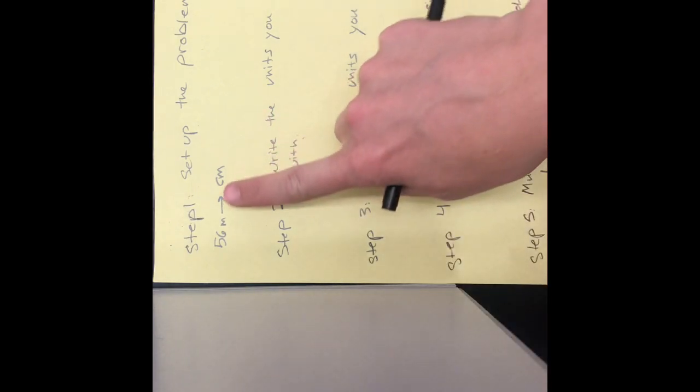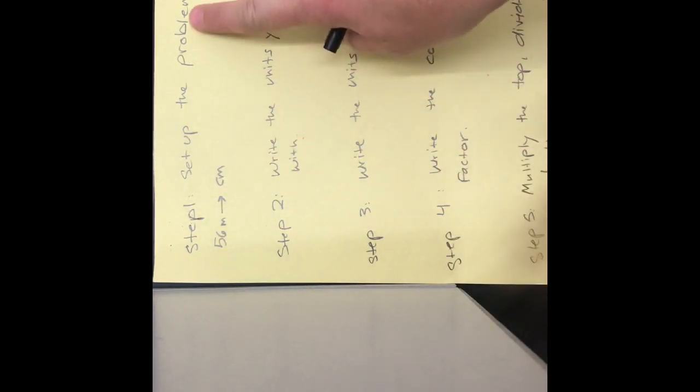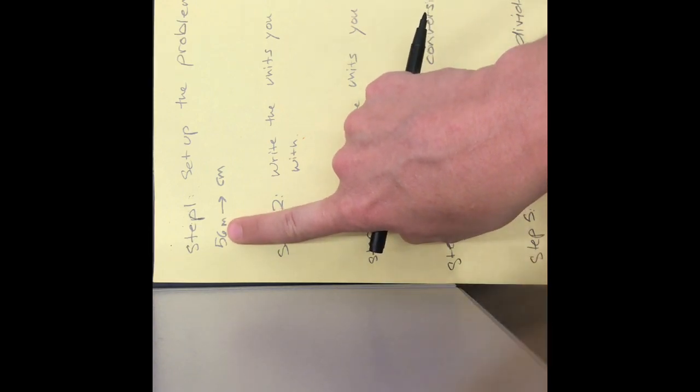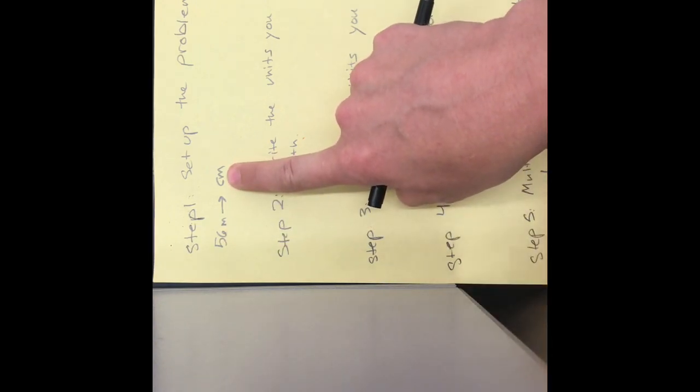So in this video, we're going to work through some practice problems for converting metric conversions. And I'm just going to go through each of the steps that we've already outlined in our notes. Step 1, set up the problem. Well, the first practice problem is asking us to convert 56 meters into centimeters.